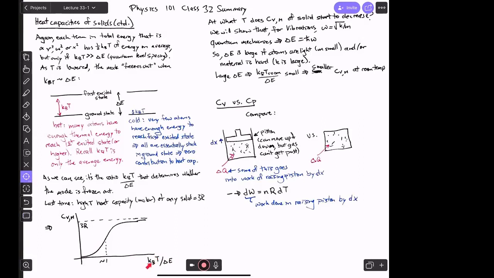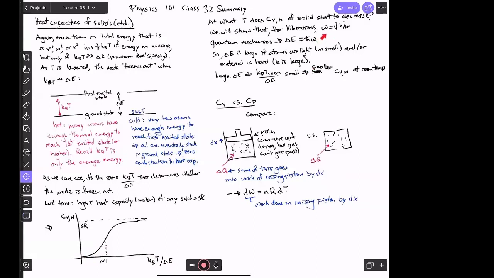Whereas if this ratio kBT over delta E is small, then the system is almost always in the ground state, and you get very little contribution from that term in the total energy to the heat capacity. So basically, if you increase delta E, you're going to move to the left on this. If you decrease it, or equivalently increase the temperature, you're going to move to the right.